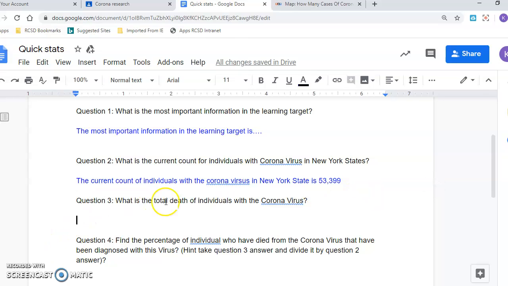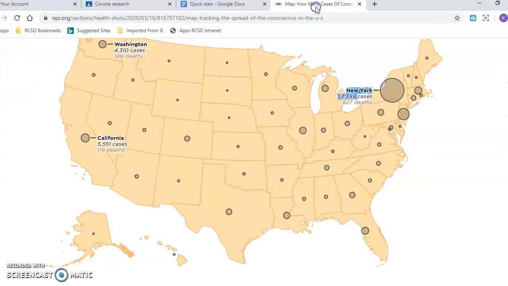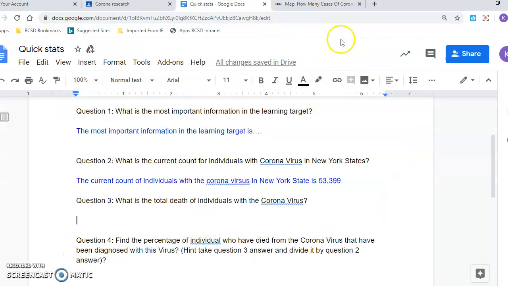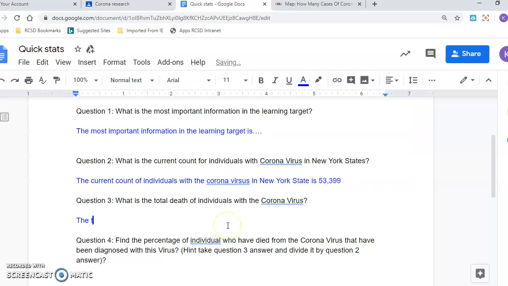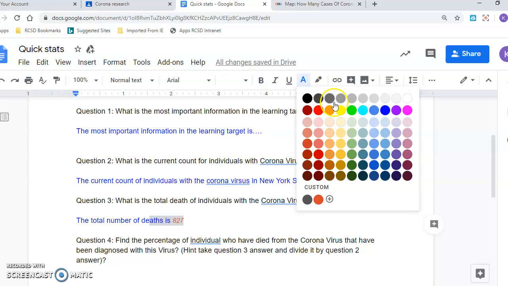What is the total death of individuals with the coronavirus? Okay, and that was the second number over here, the deaths. So I'm going to copy that number. And again, I need to give Mr. Jackson a complete sentence. So I'm going to go blue. I'm going to say the total number of deaths with the coronavirus is, and there's that number. Okay, and I'm going to make it blue again.